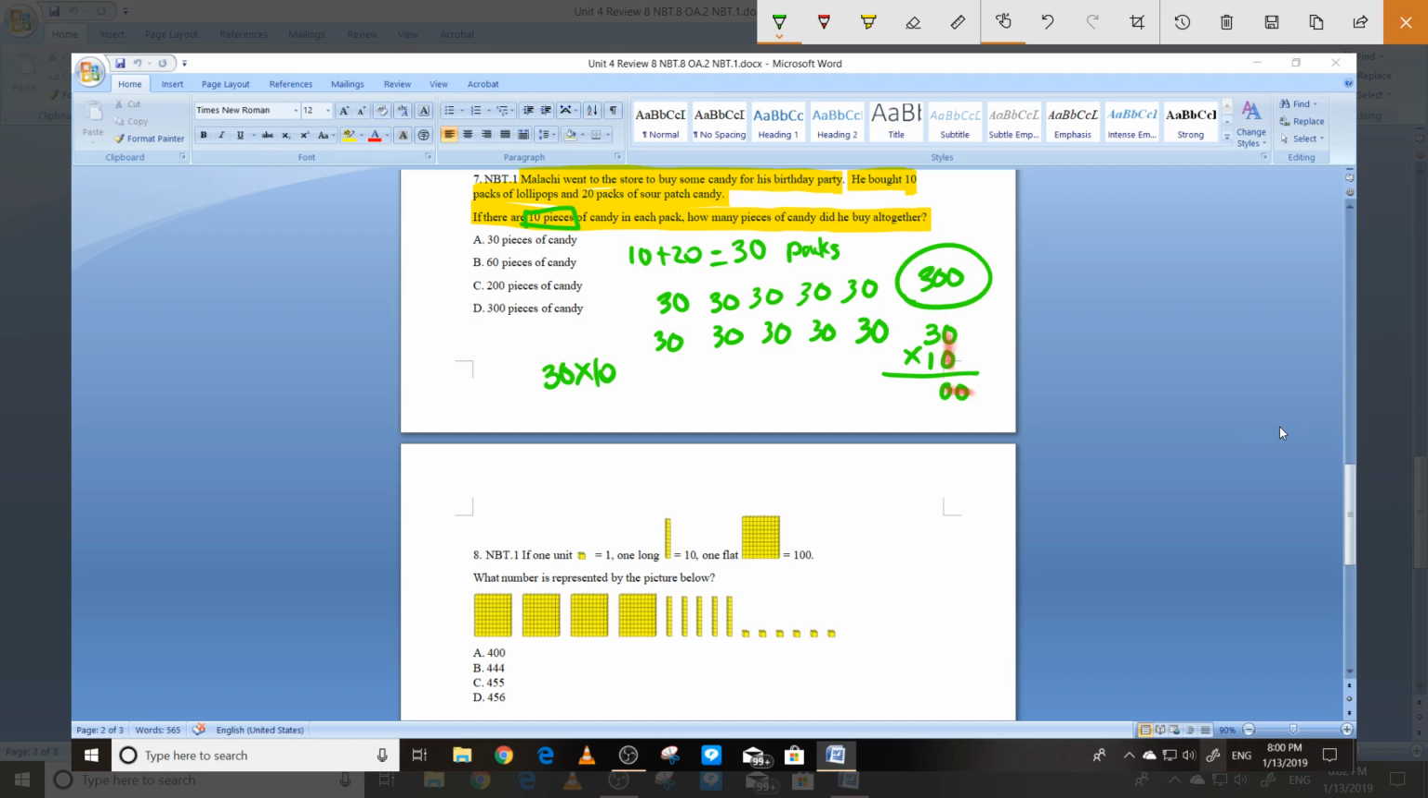And then we do 1 times 3. 1 times 3 is 3. 1 times any number is just that number. 1 times 10 is 10. 1 times 8 is 8. 1 times 9 is 9. All right. So 1 times 3 is 3. So the answer here is 300. That is why D is the correct answer.